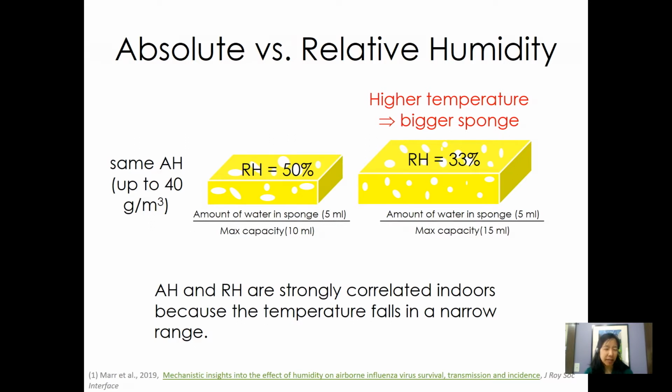What does this matter for indoor air? I'm not sure that it matters that much, if you're looking at relationships, because absolute and relative humidity are going to be strongly correlated indoors because the temperature falls within a narrow range.